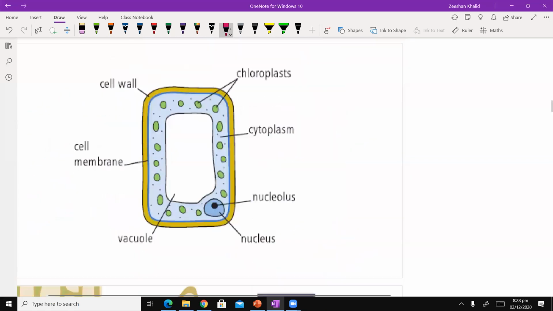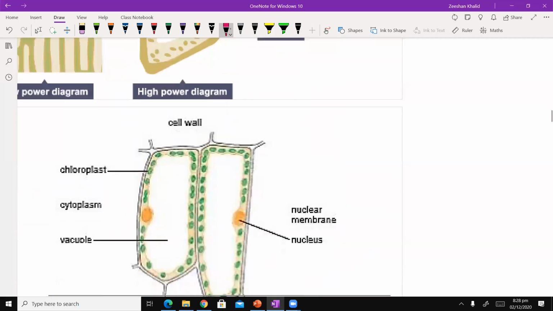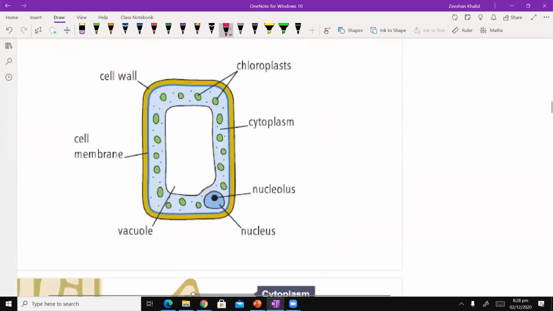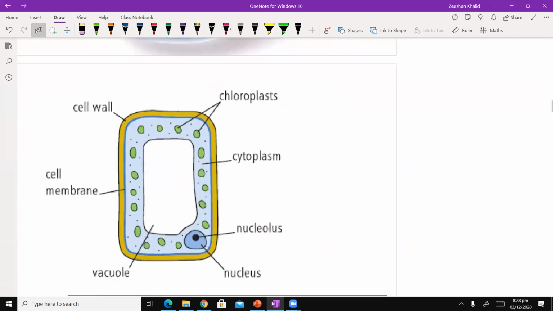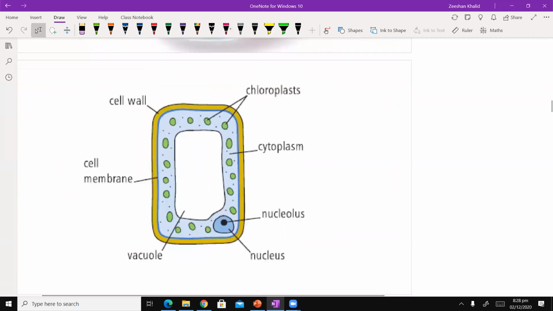Now, let's not jump the gun. Now, there is this plant cell. All of us know that the plant cell is very different from animal cells.